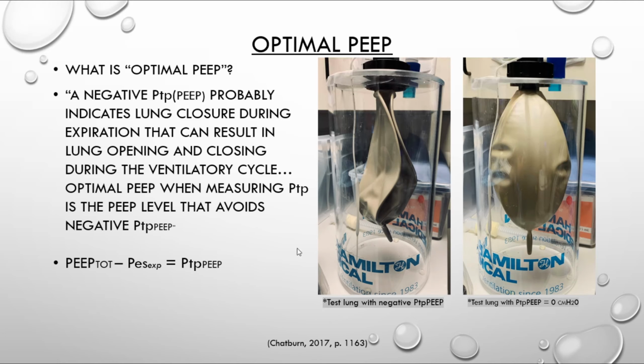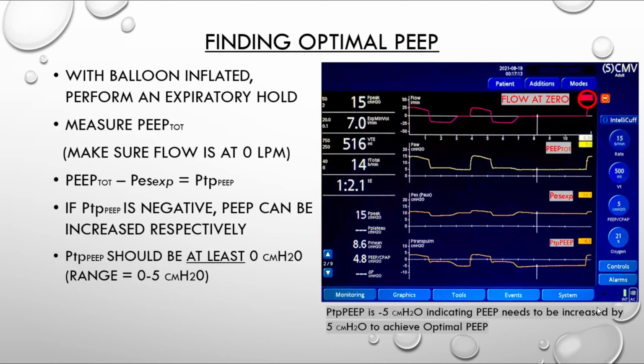So to measure this optimal PEEP, we take our total PEEP and then we subtract our esophageal pressure on the expiratory hold, and that gives us our transpulmonary PEEP reading. So to find optimal PEEP with the balloon inflated, we want to perform an expiratory hold and measure that total PEEP, which is right here in our airway pressure reading.